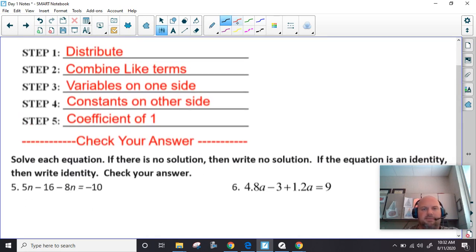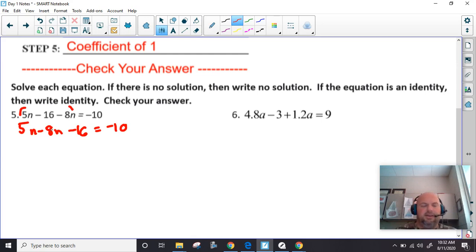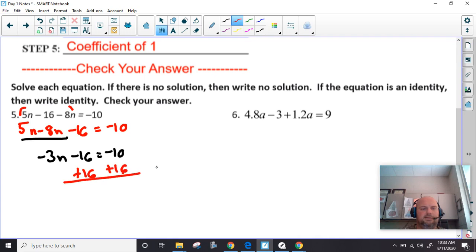Combine like terms. Now, when it says combine like terms, that means on the same side. These two right here are like terms. So some people will want to rewrite this like so. All right? Now, it's on the same side of the equal sign. Not, oh, I got to combine this term over here. Don't do that. All right? So this ends up becoming negative 3n minus 16 equals negative 10. All right? So add 16. And negative 3n equals 6.